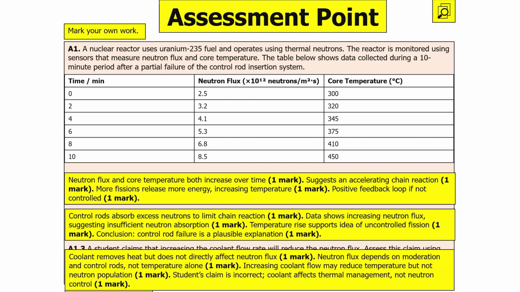The coolant removes heat, but it doesn't directly affect how many neutrons are present. The neutron flux depends on the moderation and the control rods, not the temperature alone. Increasing the coolant flow may reduce the temperature, but not how many neutrons are present. So the student's claim is incorrect. The coolant will affect the thermal management of the reactor, not how many neutrons are present.